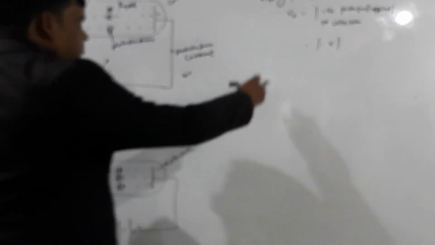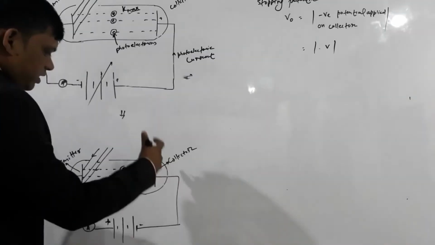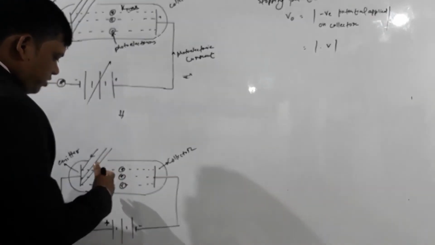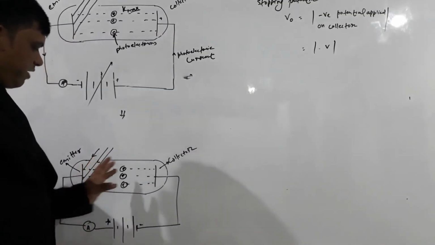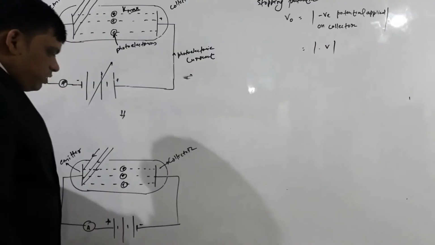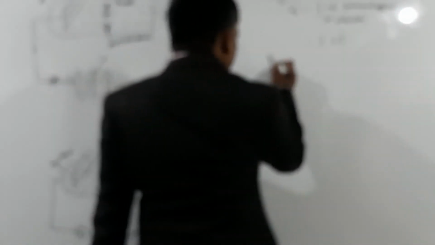So when the stopping potential is applied on the collector, the collector will repel the photoelectrons, due to which the kinetic energy of the photoelectrons will not be sufficient to fall on the collector. Therefore, Kmax, that is the maximum value of the kinetic energy, will be equal to eV naught.